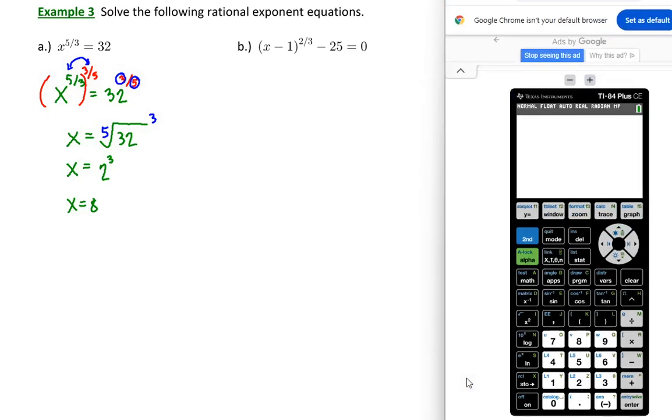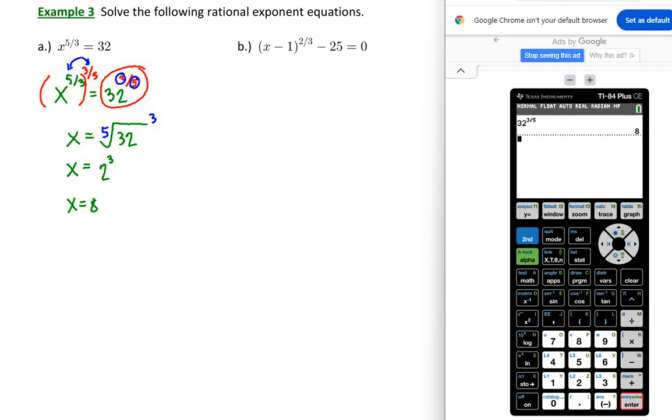So let's go back to this step right here, 32 to the 3/5 power. I'm going to type in the 32 followed by the caret key, and then 3/5 in the exponent, and the calculator does the arithmetic. So we end up with our solution, 8.